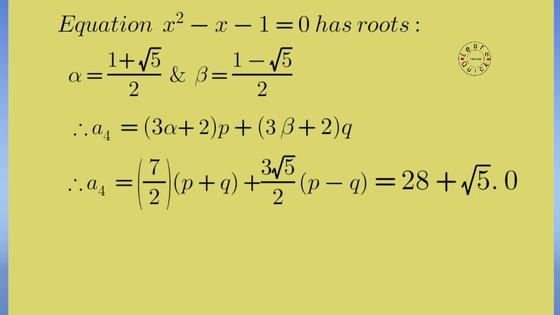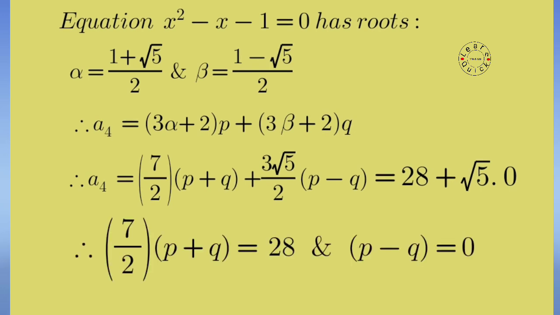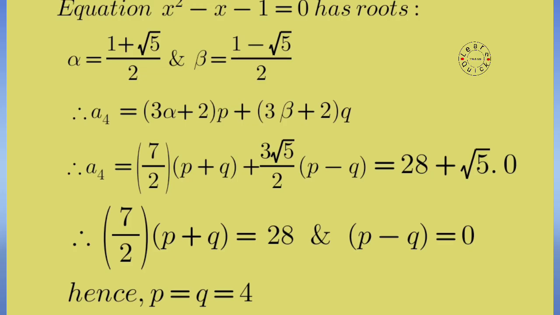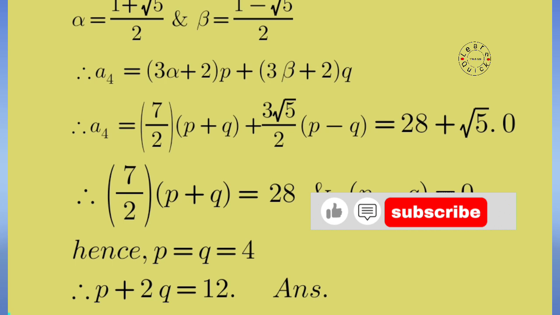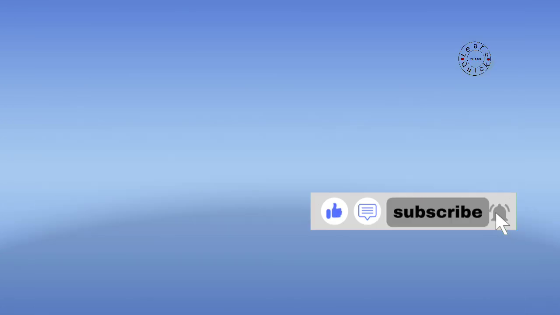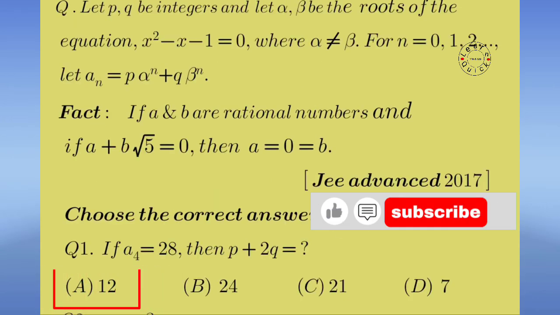We write 28 as 28 plus root 5 times 0, so that we can now compare the rational and irrational parts. So 7 by 2 times p plus q is 28 and p minus q would become 0. So from this we get the values of p and q as 4, and therefore we can answer the question now. P plus 2q will be equal to 12, which is the option A given in the question to us, which is 12.